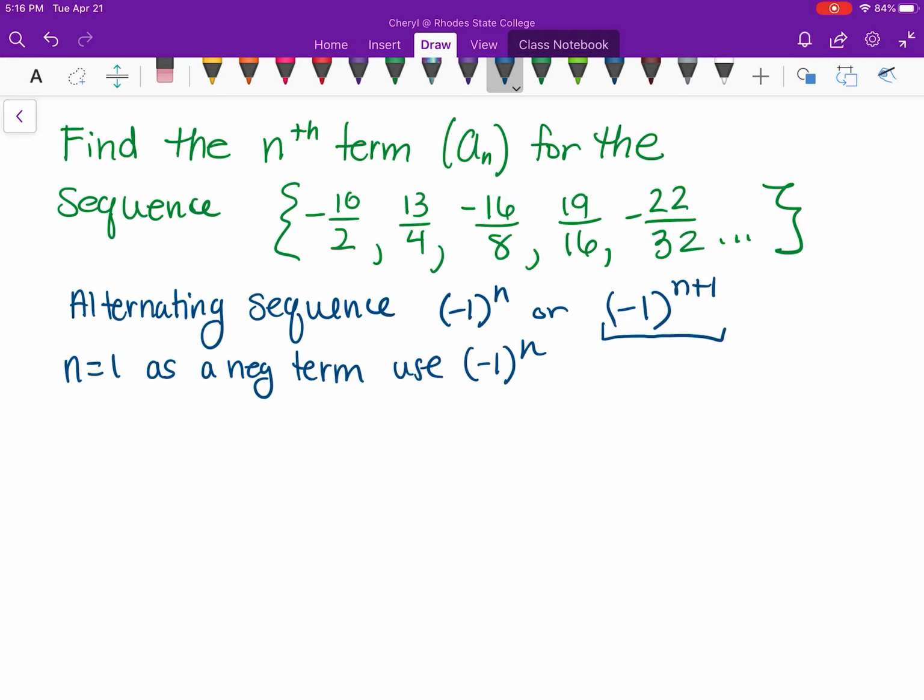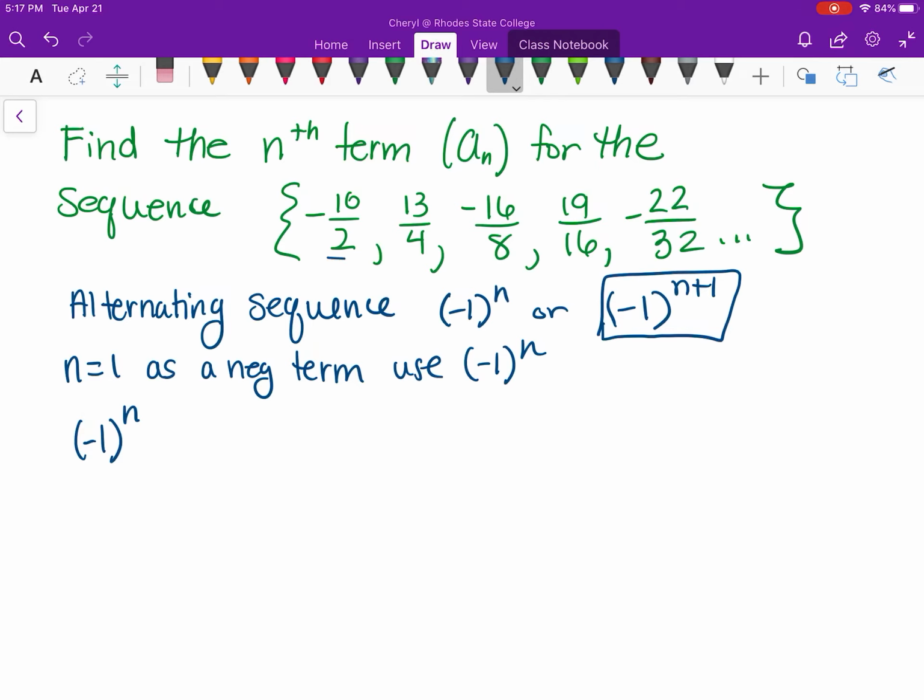If I wanted to start with a positive number, then I would want to use this other option. So when I plug in n as 1, I'm actually raising it to the power of 1 plus 1, which is squared, and that negative 1 becomes squared, and then it starts off being positive. So I know for sure that I'm going to have this negative 1 to the power of n in my nth term.